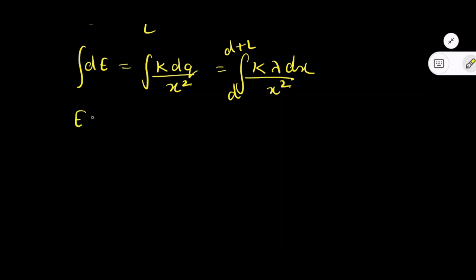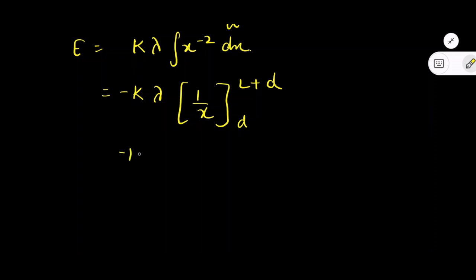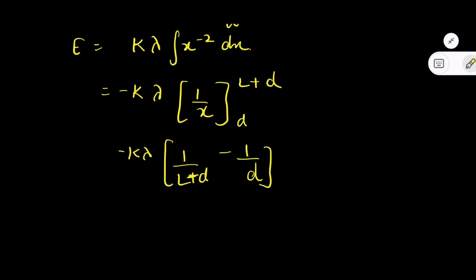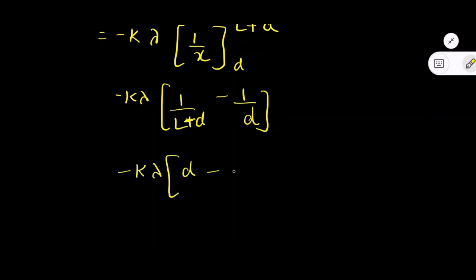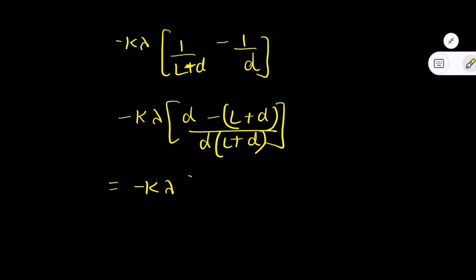E equals k lambda integral of x to the power minus 2 dx. So it will be k lambda times minus 1 by x. On solving the integration we get this term, and now let's substitute the limits. So minus k lambda, 1 upon L plus D minus 1 by D, right? Now minus k lambda, D minus L plus D over D into L plus D. On solving, this D will be cancelled and this minus minus will become plus, and it will become k lambda L upon D into L plus D. So this will be the electric field due to the wire.